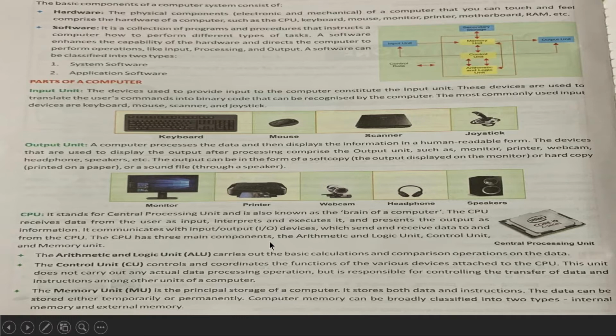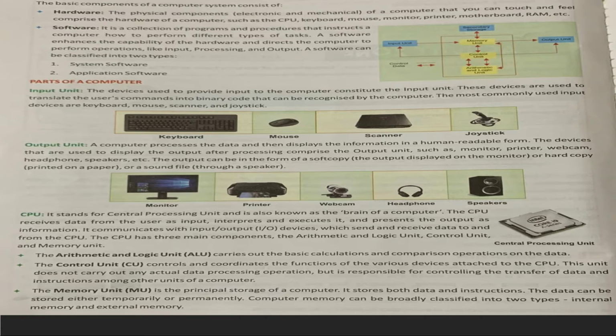So there are three units of the CPU. The arithmetic logic unit carries out the basic calculations and comparison operations on the data. The control unit controls the overall management. And the memory unit is the principal storage of the computer. It stores both data and instructions, but temporarily.